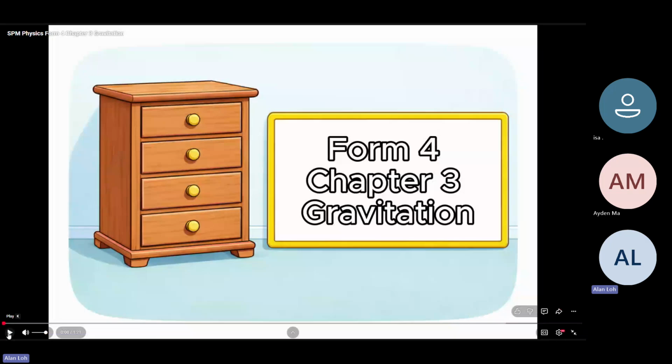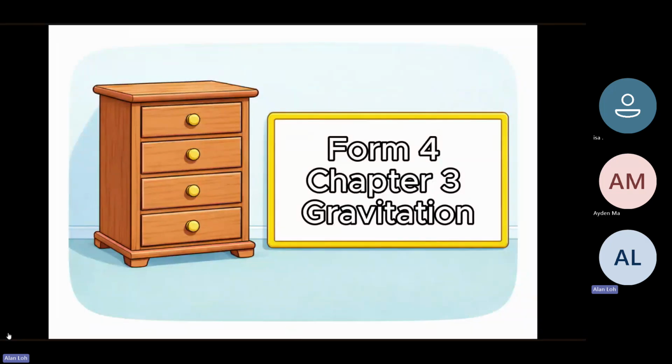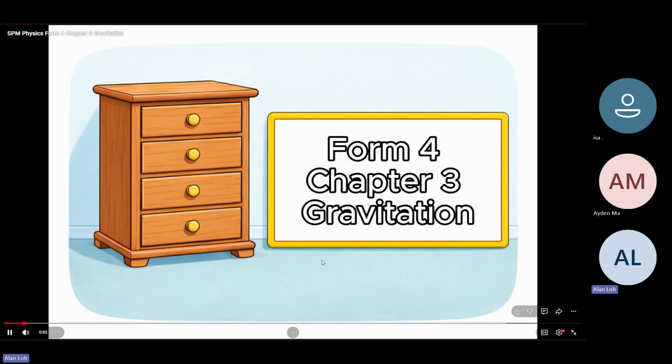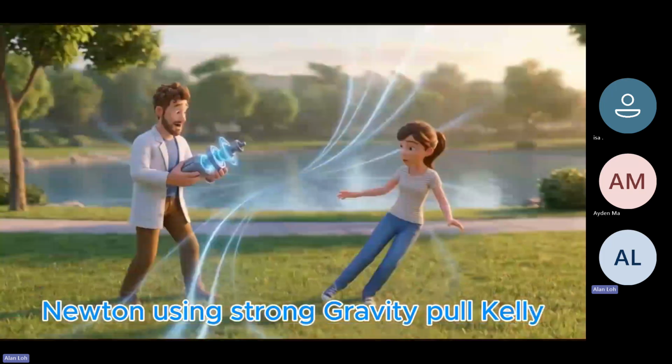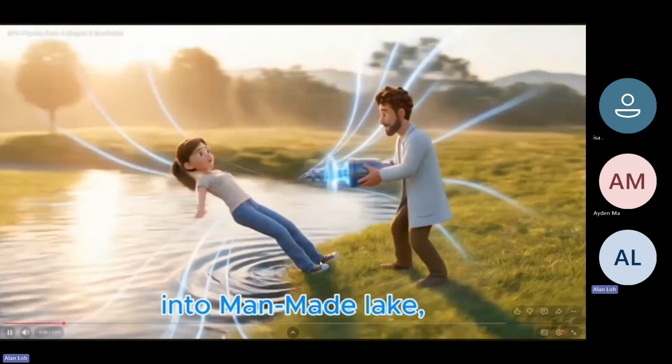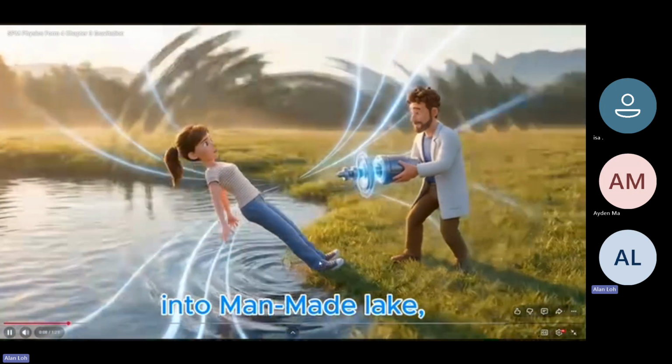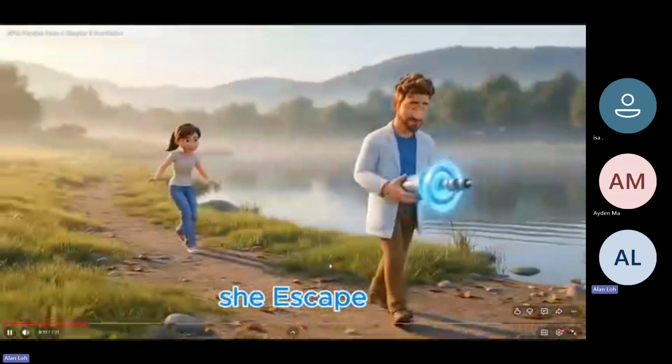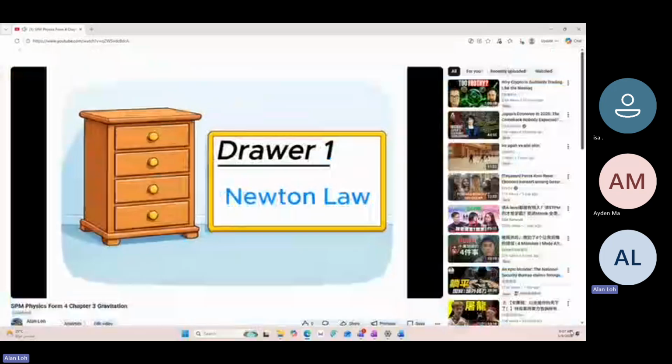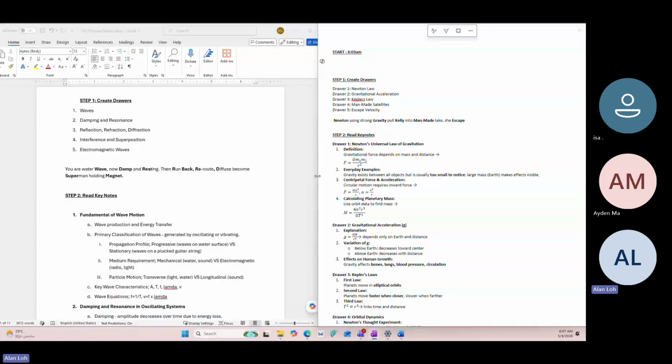Okay, I'll start again. And this is the main story, okay? If you see the scientist: Form 4, Chapter 3, Gravitation. Newton, using strong gravity, pull Kelly into man-made lake. She'll escape. Okay? So if you are not able to watch it clearly, then you can just use your own imagination that there is this scientist called Newton. It's laggy for you too.